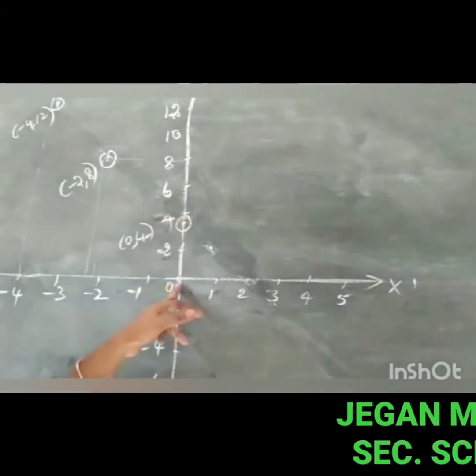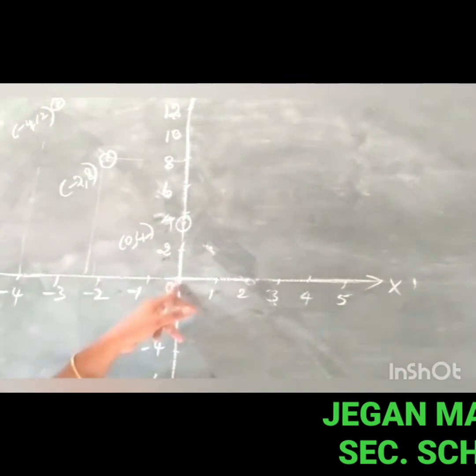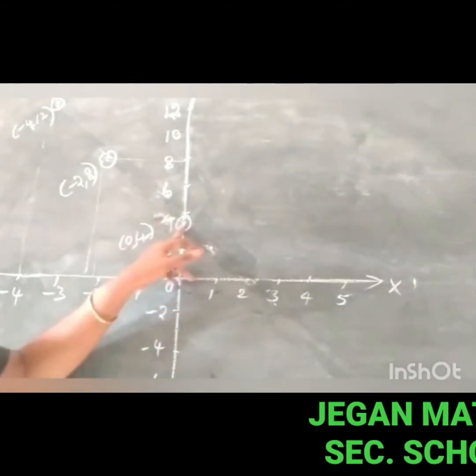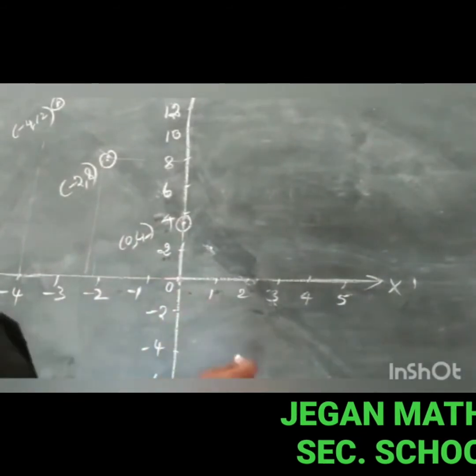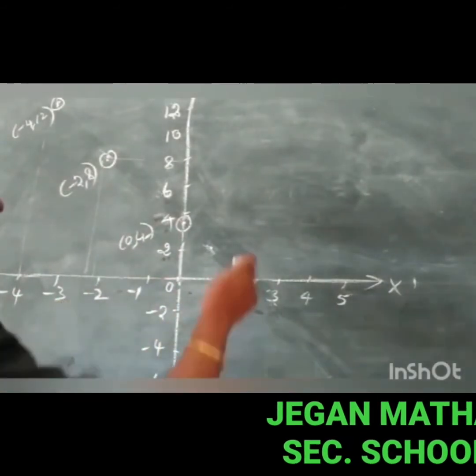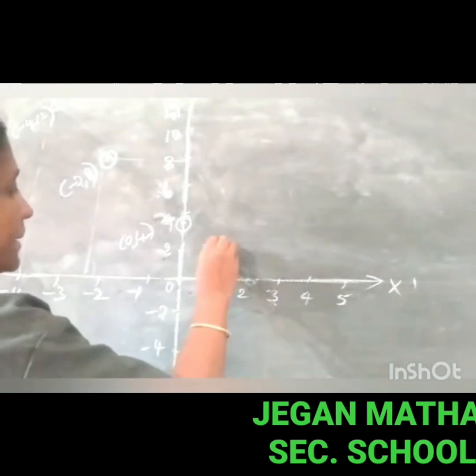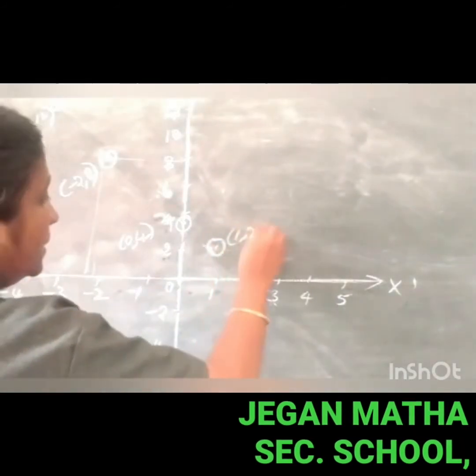0 is common for both the x and y axes. So 0 is the common, and 4 is on the y-axis. Here 0 to 4. Next one, 1 and 2. Here plus 1 and plus 2, both in the first quadrant. This is 1 comma 2.